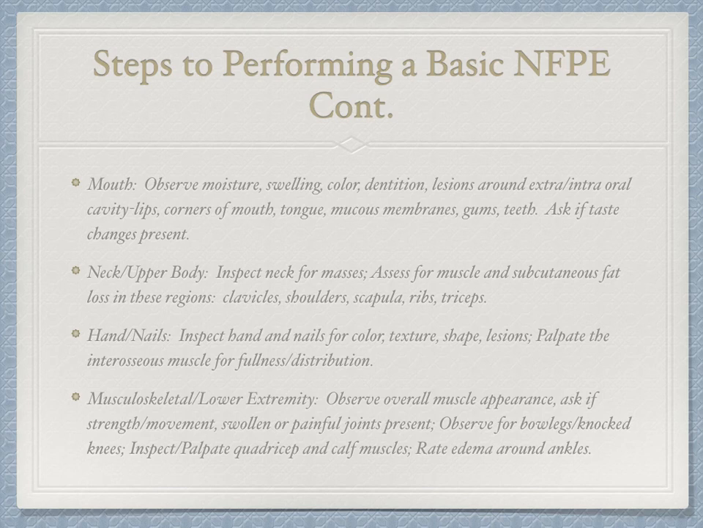and their nutritional status. For the neck and upper body, inspect the neck for masses, i.e. looking for a thyroid issue. Assess for muscle and subcutaneous fat loss in these regions that include the clavicles, the shoulders, scapula, ribs, and triceps. For hand and nails, inspect hand and nails for color, texture, shape, and lesions. Palpate the interosseous muscle for fullness and distribution.